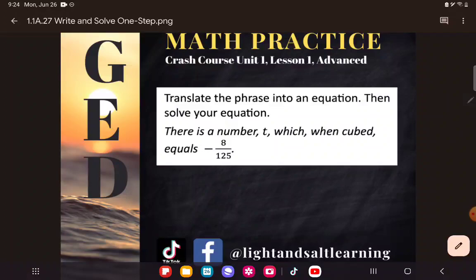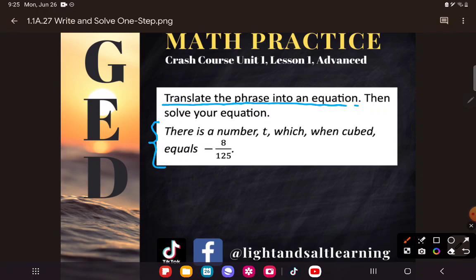Now, I love this problem. The reason why it's in the advanced level practice is because we are hitting 3 GED problems at once. That's right, I crammed them all into one, but don't worry, we can do this. So the first thing it asks us to do is to translate the phrase into an equation. Maybe I should have said the sentence, but there it is.